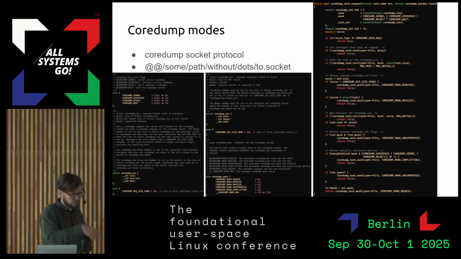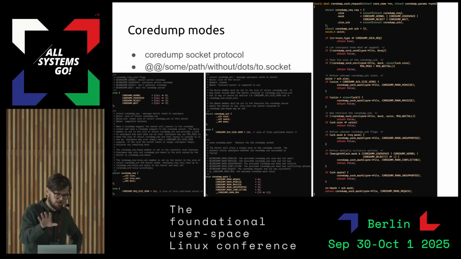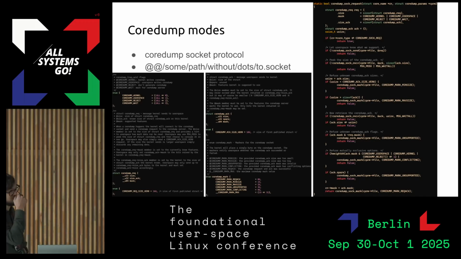And you can instruct the kernel, which most of them, like apport and systemd-coredump, do, to wait, to block the process from exiting until user space has actually finished generating the coredump. And coredump wait allows you to do that as well, like instruct the kernel to wait with exiting the process until you actually finish generating the coredump in user space. So user space is expected to respond with a coredump ACK, and the coredump ACK works exactly the same way as the coredump request.